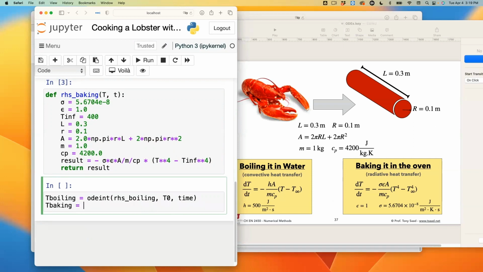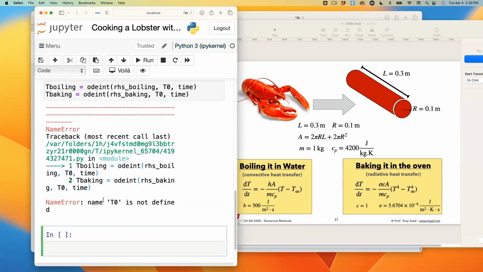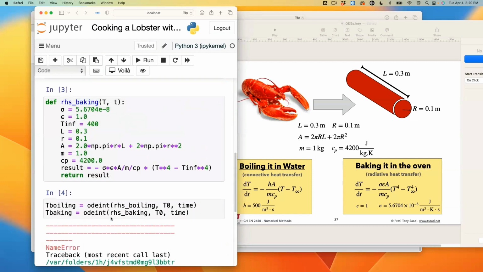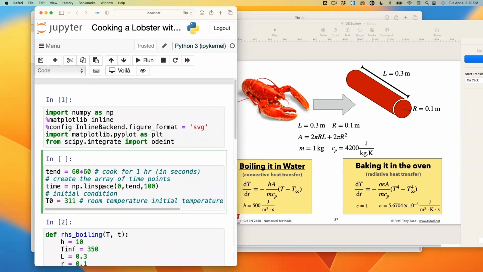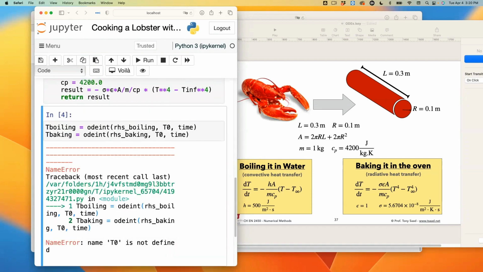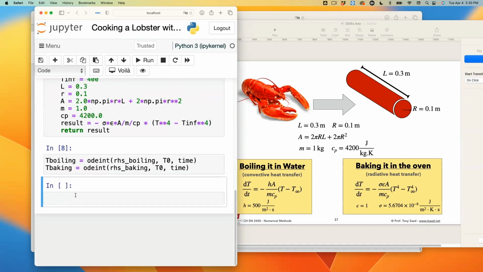And T_baking is equal to odeint, RHS_baking, T0, and time. You run it, it throws an error: name T0 is not defined. I guess I didn't execute this cell. Okay, all right, great. So who's ready to plot this?